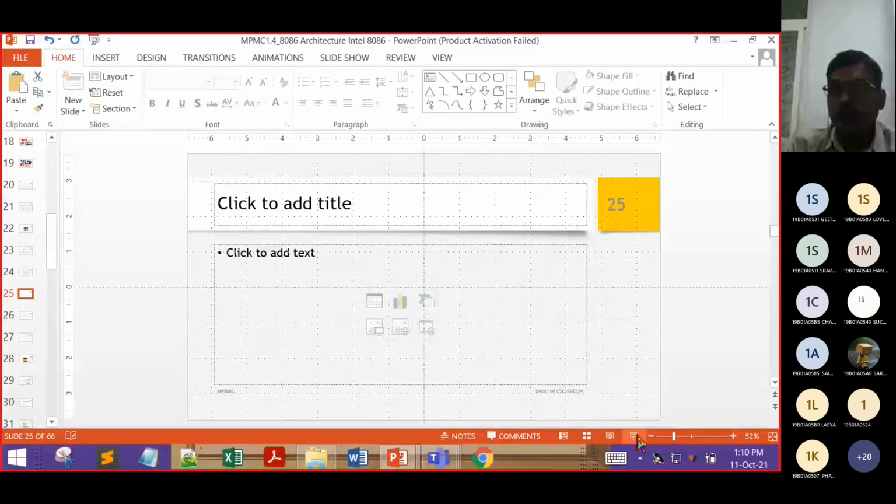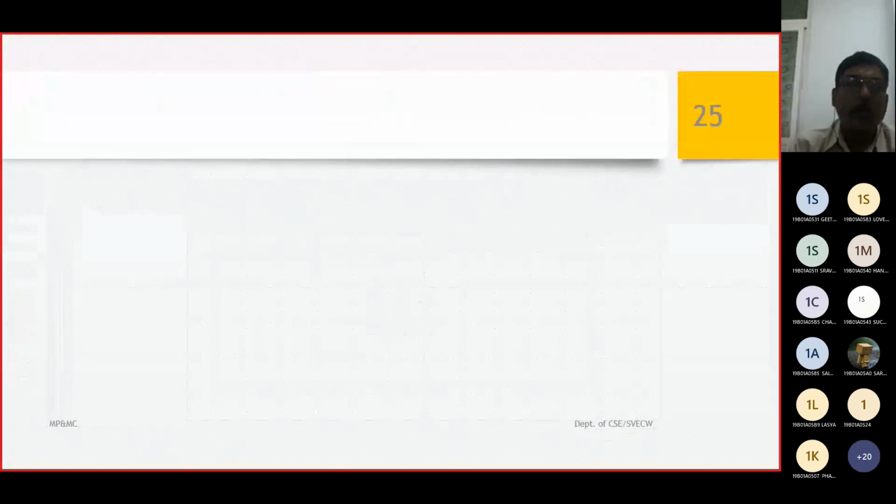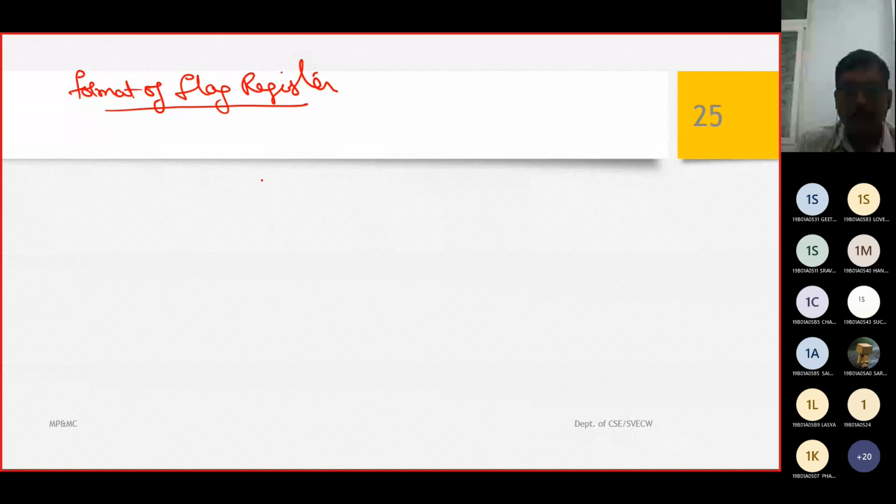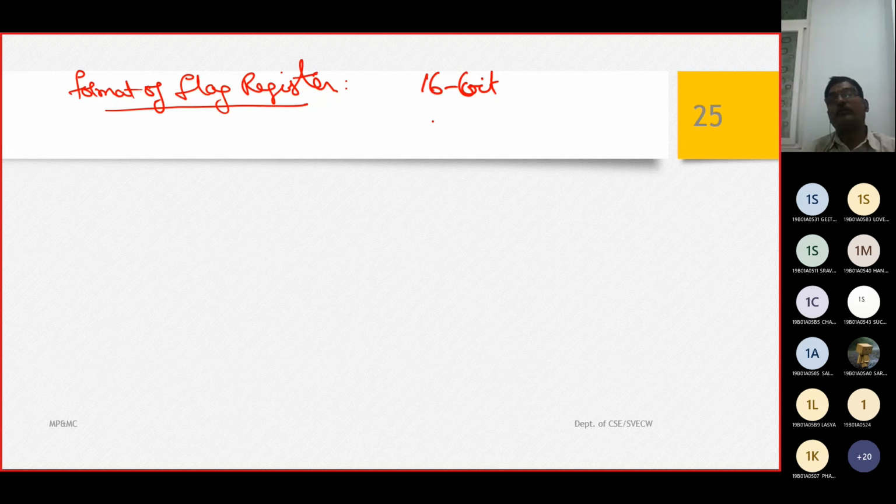When we are going to deal with flags, we should understand the format of the flag register. We should understand the format of the flag register. So when we talk about the format of the flag register, first of all, it is going to be of 16 bit. The very first takeaway is that it is going to be of 16 bit.